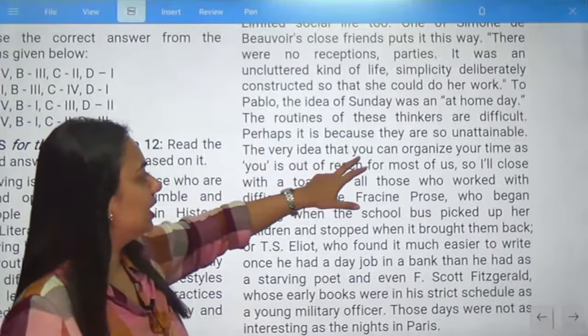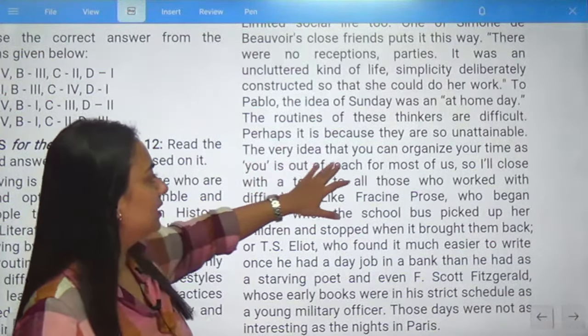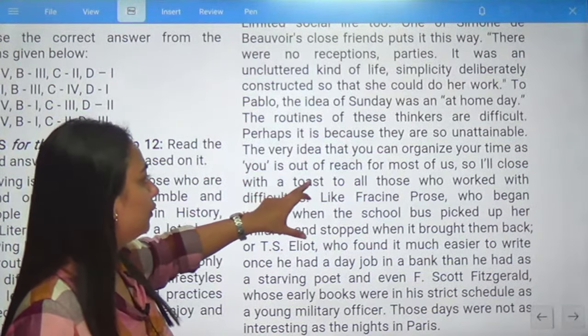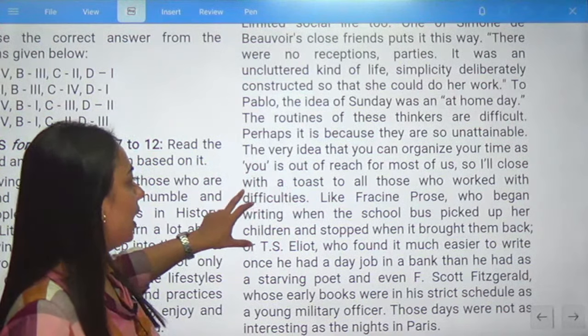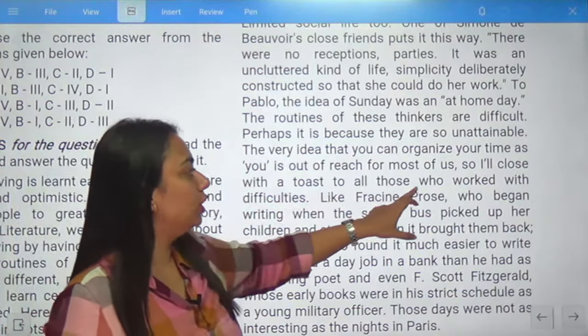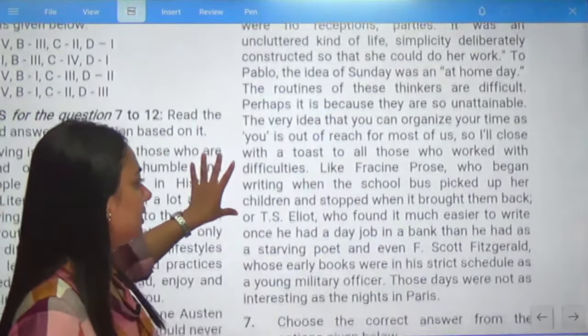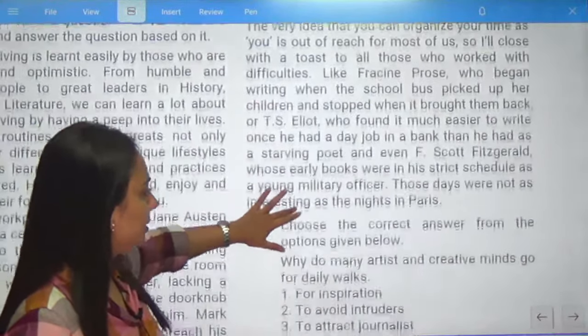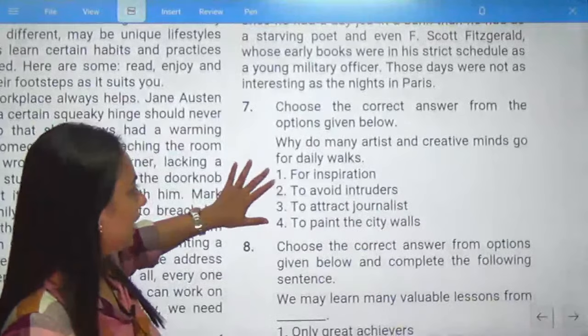Perhaps it is because they are so unattainable. The very idea that you can organize your time as you like is out of reach for most of us. So I'll close with a toast to all those who worked with difficulties. Right? So this is what the passage was about. Let's read the questions now.